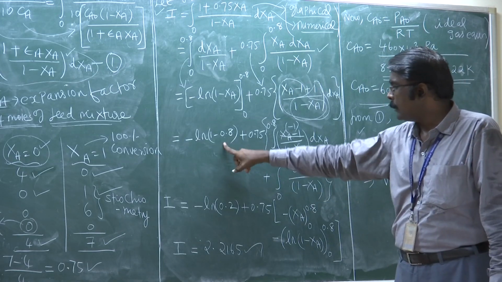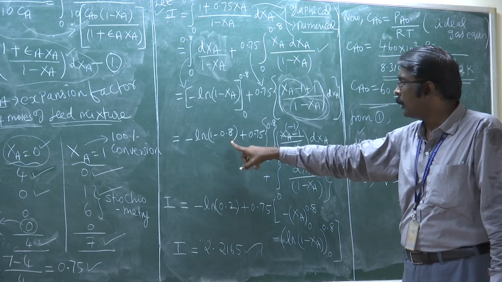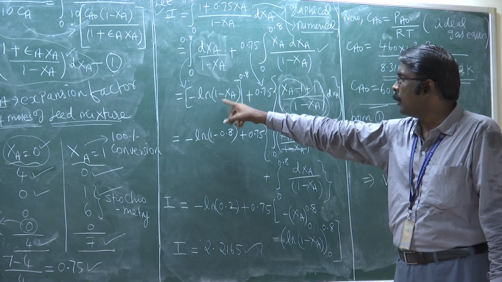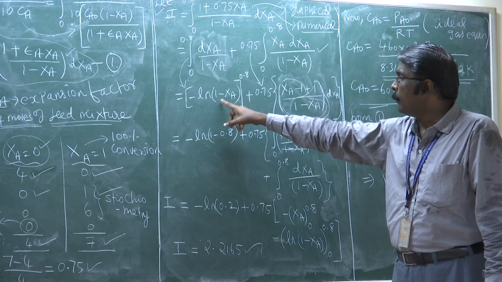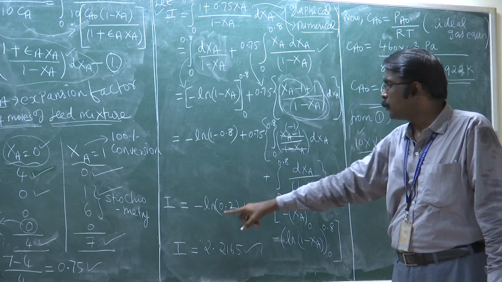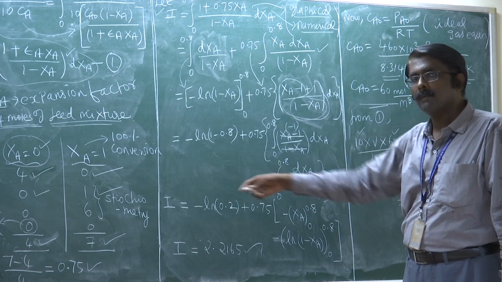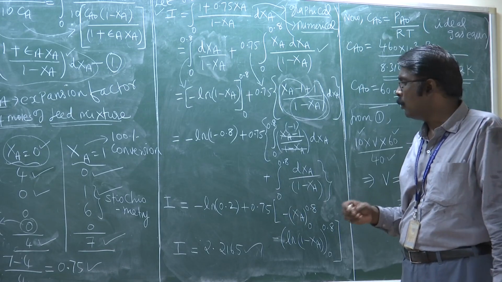Now we have to apply the integration formula for all these cases. For the first case it is already done. Upper limit minus lower limit. Lower limit gives you logarithm 1, and logarithm 1 value is 0. Upper limit is logarithm of 1 minus 0.8, so 1 minus 0.8 is 0.2. For this you have to find the natural logarithm value, logarithm base e.